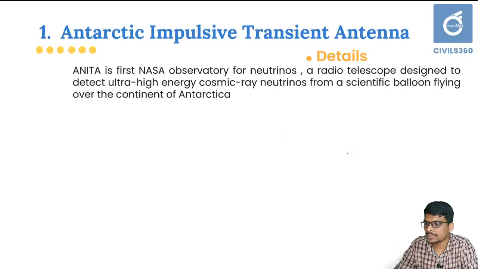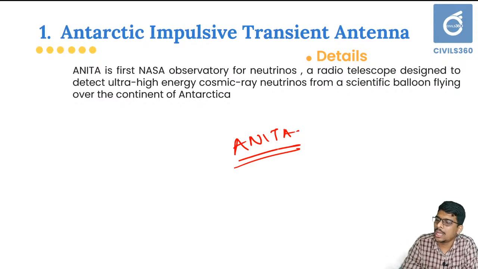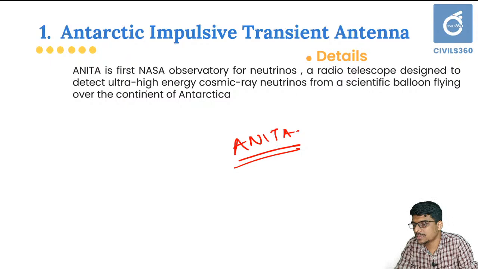Okay, the first topic is the Antarctic Impulsive Transient Antenna, or ANITA. In this session you should understand what ANITA is. For example, whenever there is something related to certain aspects of science, you should also understand the functioning of that or the new development, and also basic facts regarding the science behind it. Okay, first one is ANITA.